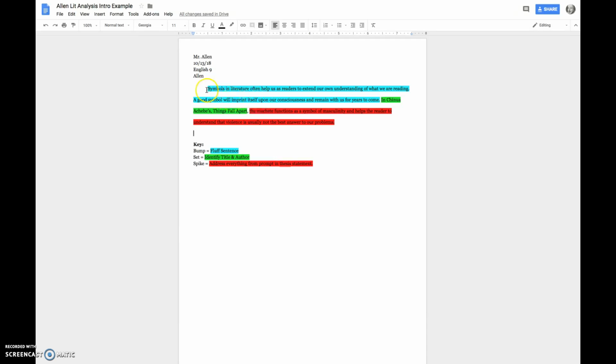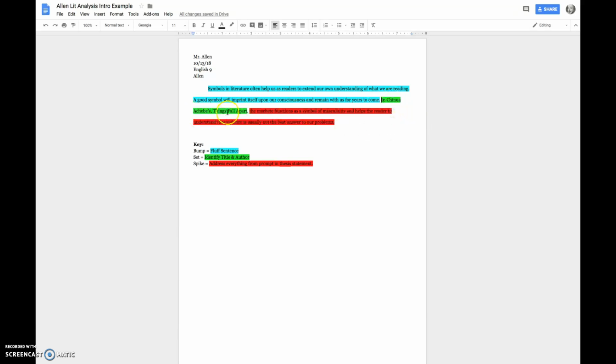Here's my fluff. Symbols in literature often help us as readers to extend our own understanding of what we are reading. A good symbol will imprint itself upon our consciousness and remain with us for years to come. So I do my fluff sentence. I set up my intro. I don't want to hit the reader in the face with my thesis statement. I want to ease them in. I want to show them that I can control this prompt, and I understand what I'm supposed to be writing about. Then I say, in Chinua Achebe's Things Fall Apart, I'm setting it up. I'm identifying the title and the author of the piece of literature that I'm going to be discussing.